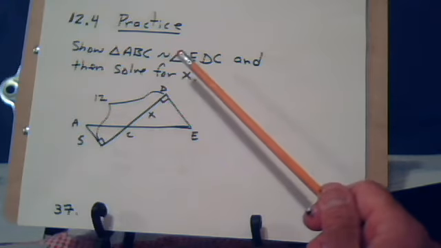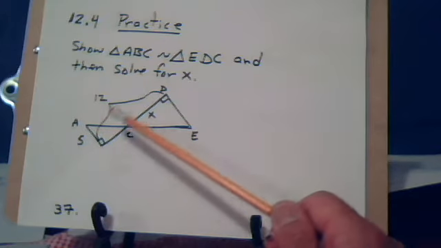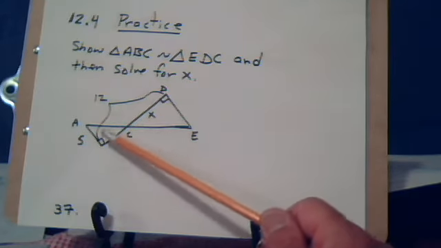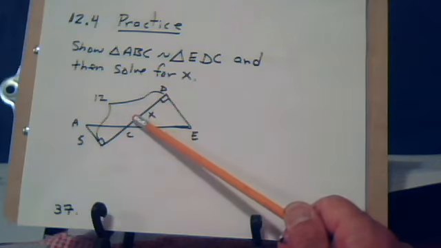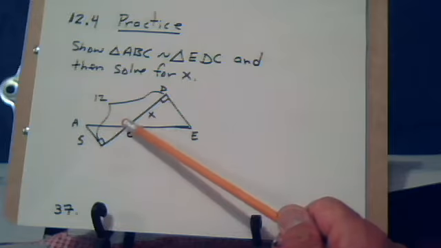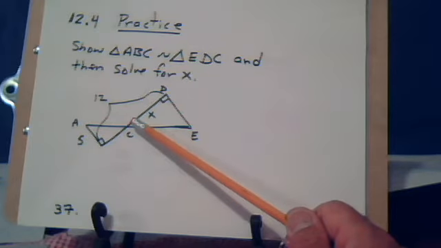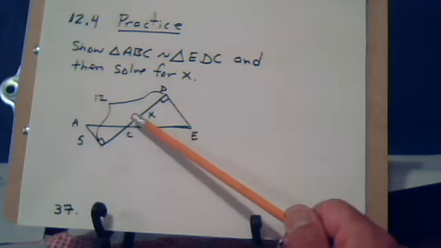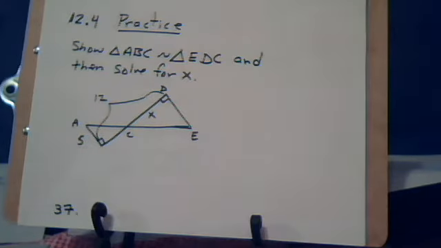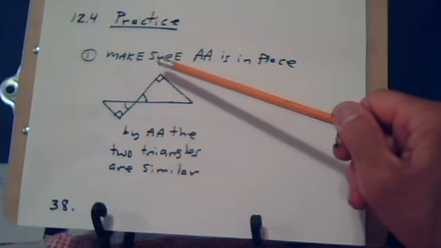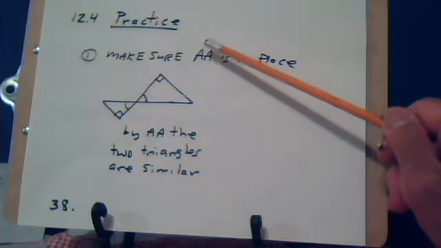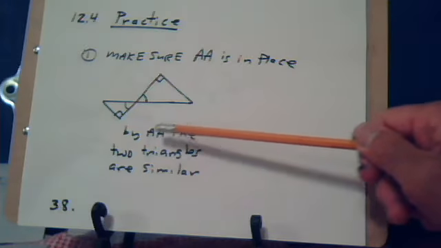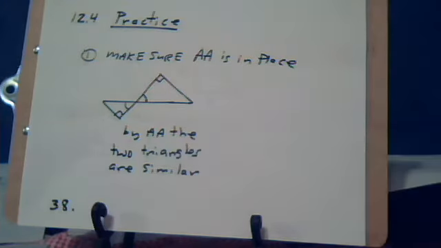All we have to do is show that two pairs of angles, here's one pair, are equal. And you say, well, where's the other pair of angles? Well, the ones that are right here. Anytime you have two lines or segments crossing, these angles that are formed are congruent. They're called vertical angles. So A, A, make sure AA is in place. By AA, the two triangles are similar in this case.